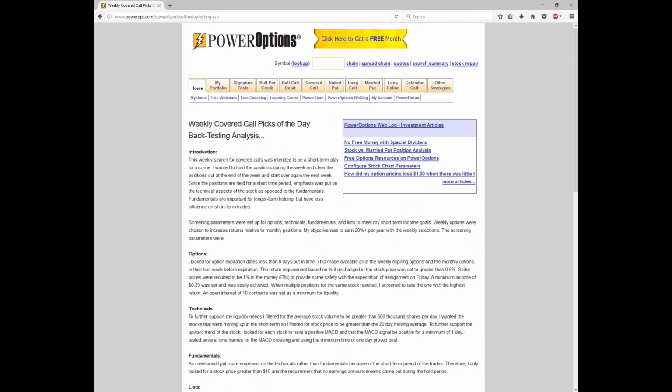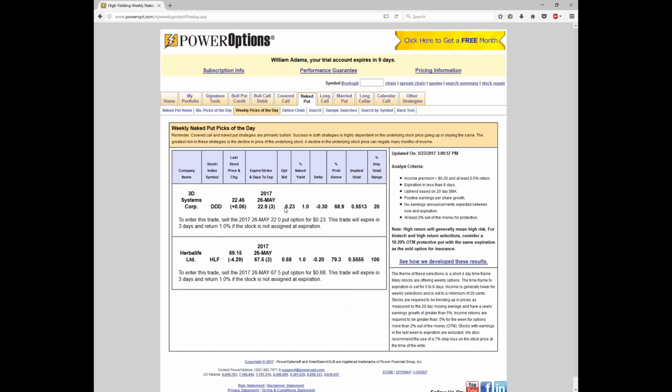So you can use this in covered calls and naked puts, the weekly picks of the day or the monthly picks of the day. If you don't want to create your own search, or you don't know what to put in, rather than playing with the parameter fields, you can use these weekly picks of the day as a starting point. And of course, as I mentioned, you want to check out, see how we developed these results, because Ernie talks about what he used as stop triggers and more.